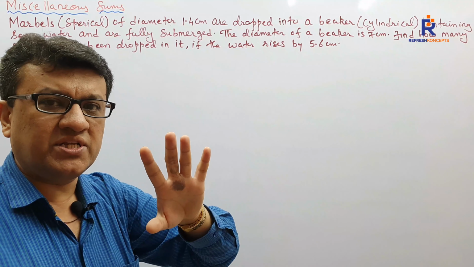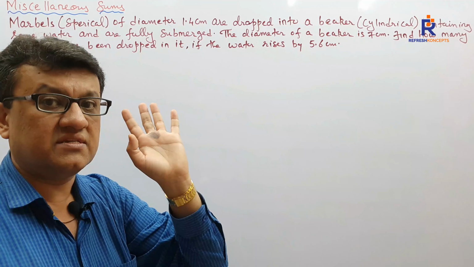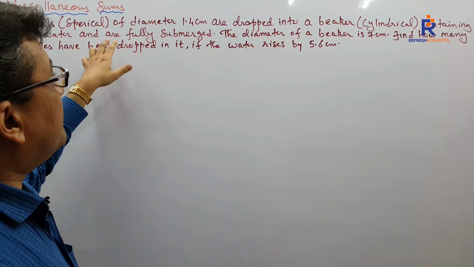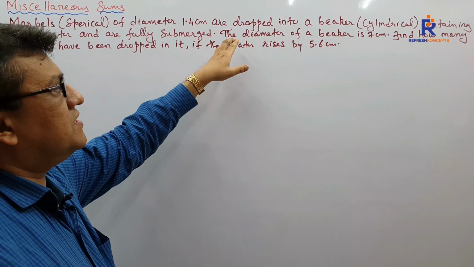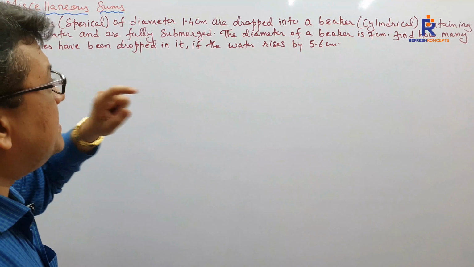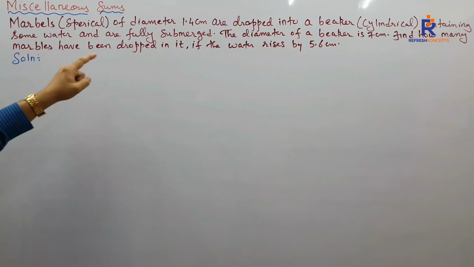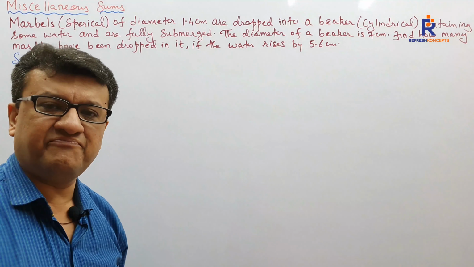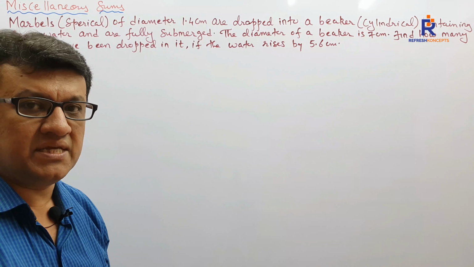To what height the water is filled, it's not given to us. Even we should not be interested also. And the marbles are fully submerged. The diameter of the beaker is 7 centimeter. Find how many marbles have been dropped in it if the water rises by 5.6 centimeter.